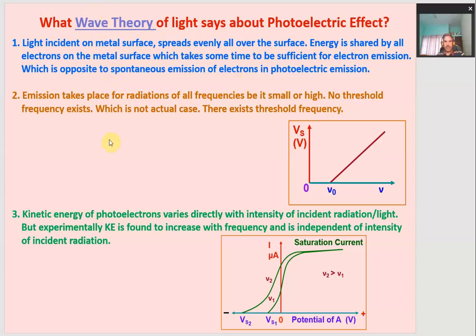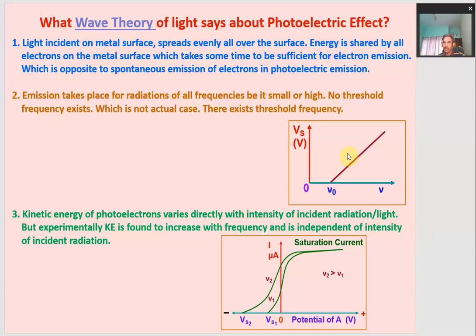The second thing wave theory says is that emission takes place for radiations of all frequencies, be it small or high. That means for radiations of all frequencies, the emission can take place, however it may take time. So wave theory of light says that there exists no minimum frequency which must be obeyed, right? So it again cannot explain the existence of the threshold frequency, as we have already discussed.